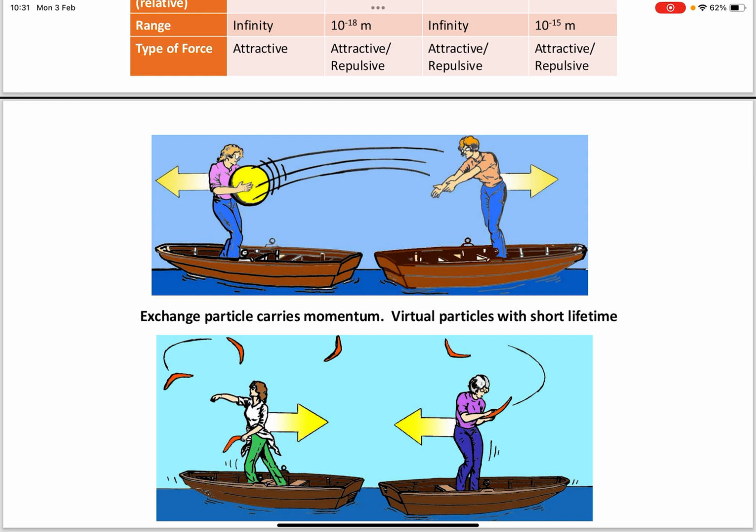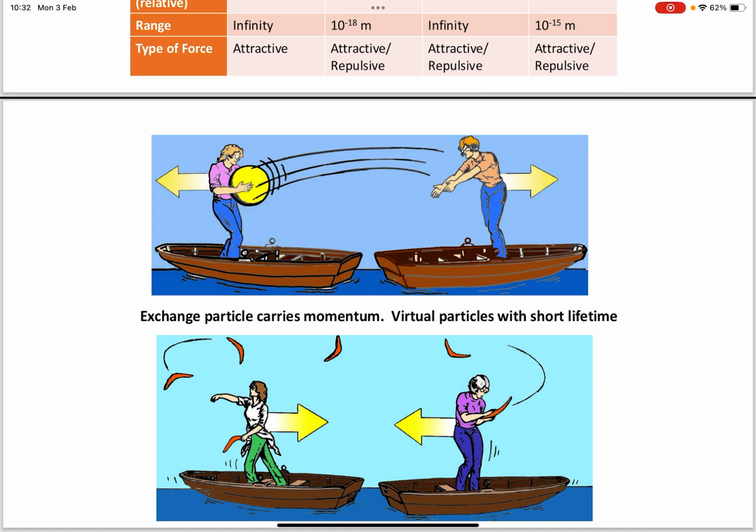So as the person on the left throws the ball to the person on the right, the reaction force causes that person to move left. And as the person on the right catches the ball, they move to the right. And that's almost like a picture of repulsion.